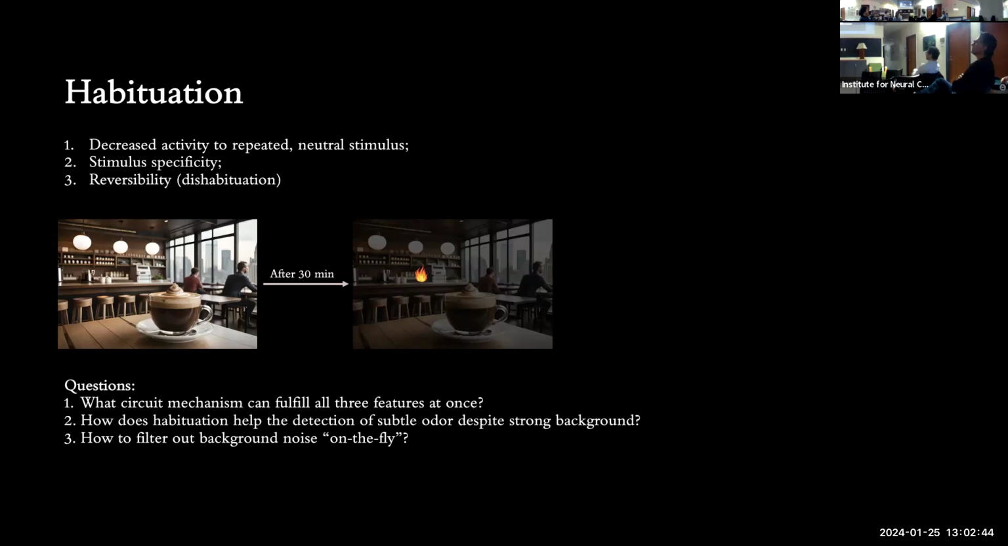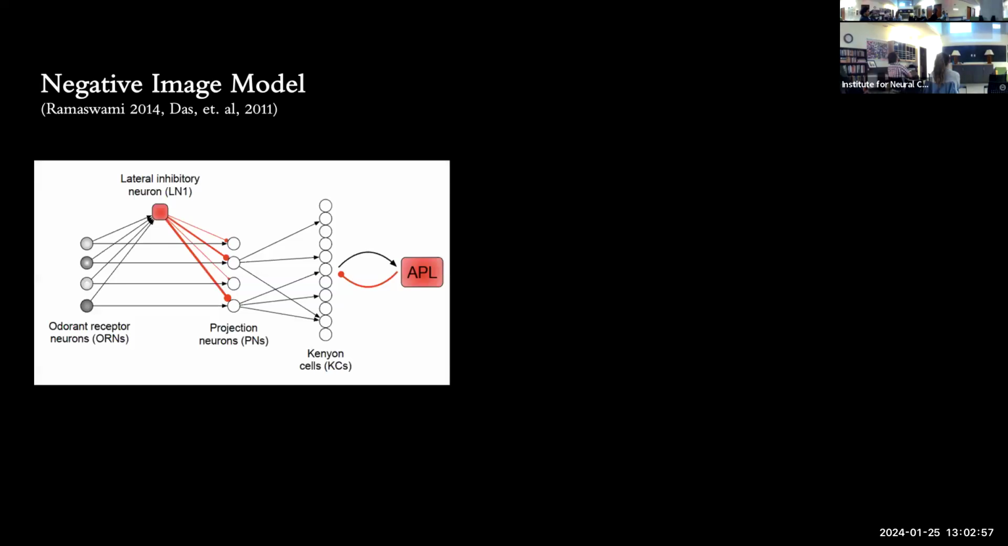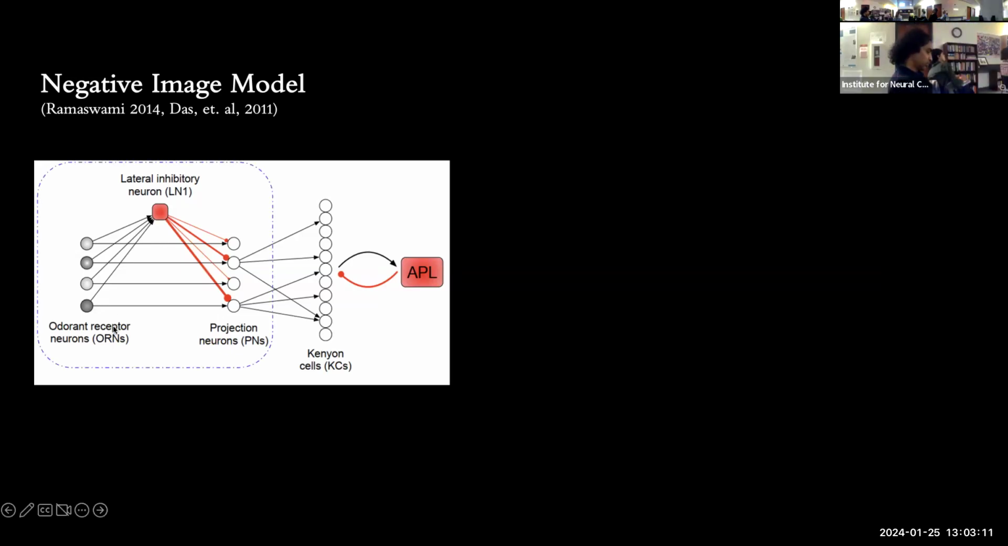So it turns out that the fly probably uses a mechanism called the negative image model to achieve this. To understand this model, let's go back to the circuit map of the fly olfactory circuit. In the last project, I talked about the right side of this circuit, and now we're going to focus on the left side. The first layer of the olfactory circuit is a layer of neurons called odor receptor neurons, or ORNs. Those are the neurons that directly interact with odor chemicals.